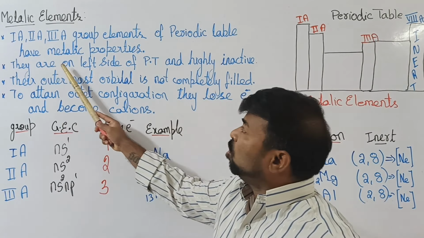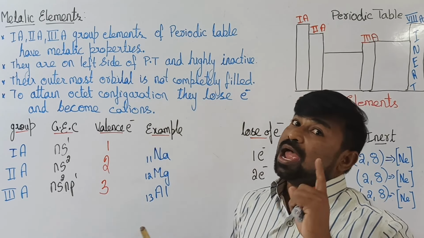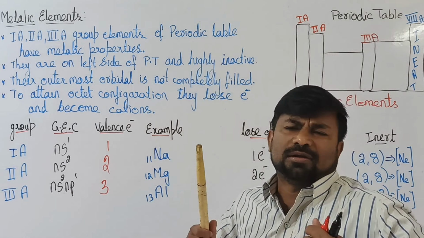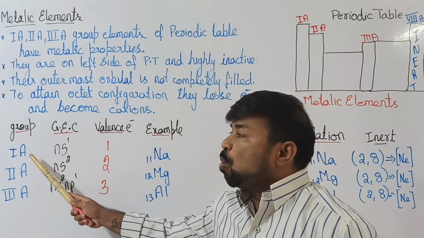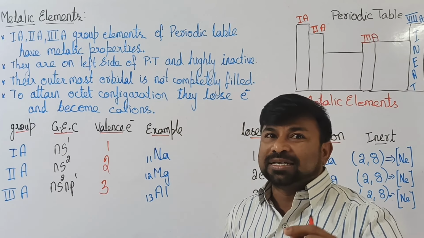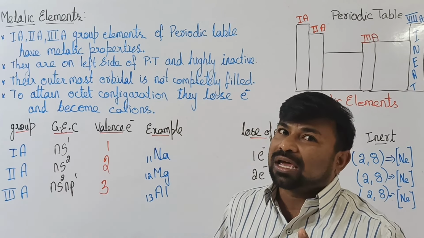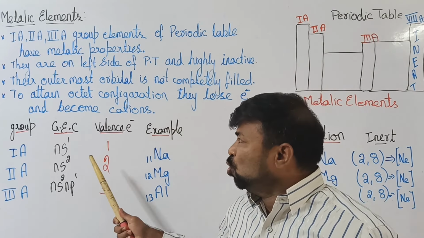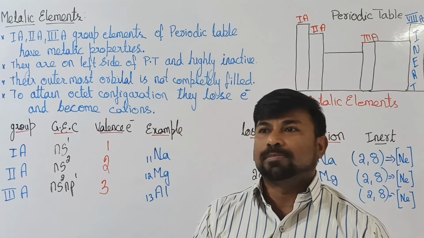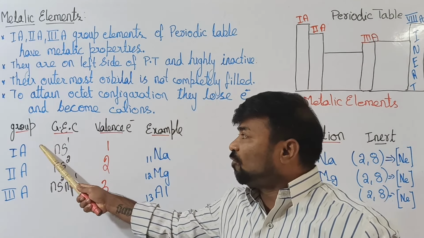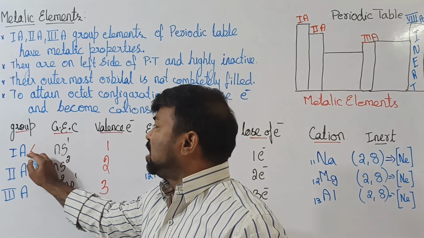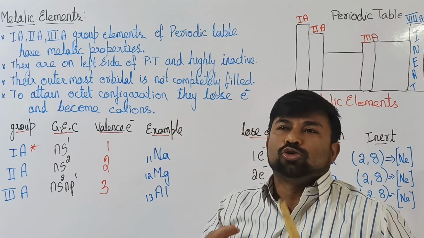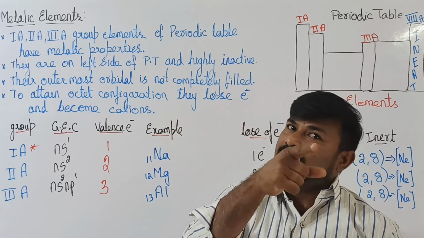All these are on the left side of the periodic table and they are highly unstable. They are not at all stable. They are too active, especially 1A group elements, the alkaline metals, which are highly reactive. They are too eager to lose that 1 electron and become stable like the nearby inert gas. Out of all these 3, the alkaline metals of 1A group are the most active.